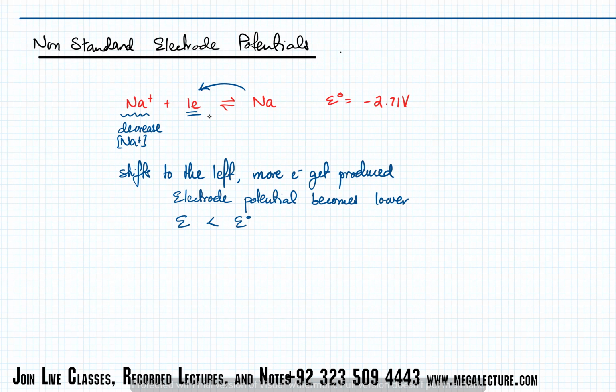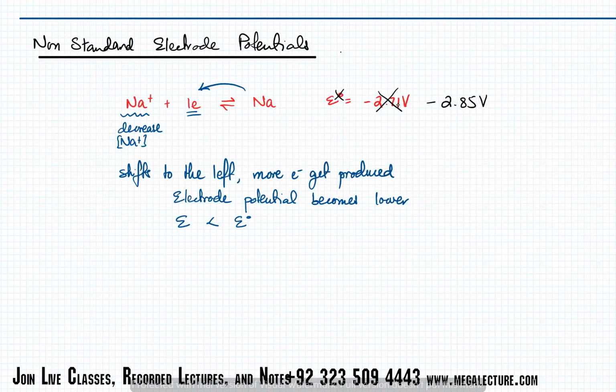But example ये कि standard was minus 2.71. That was under standard conditions. You decrease the concentration, the entire equilibrium shifted to the left. It started producing more electrons. More electrons got produced, so the electrode potential would be more negative. So instead of minus 2.71, it might be minus 2.85 volts now. Idea clear है? Is this clear? Yes, sir.